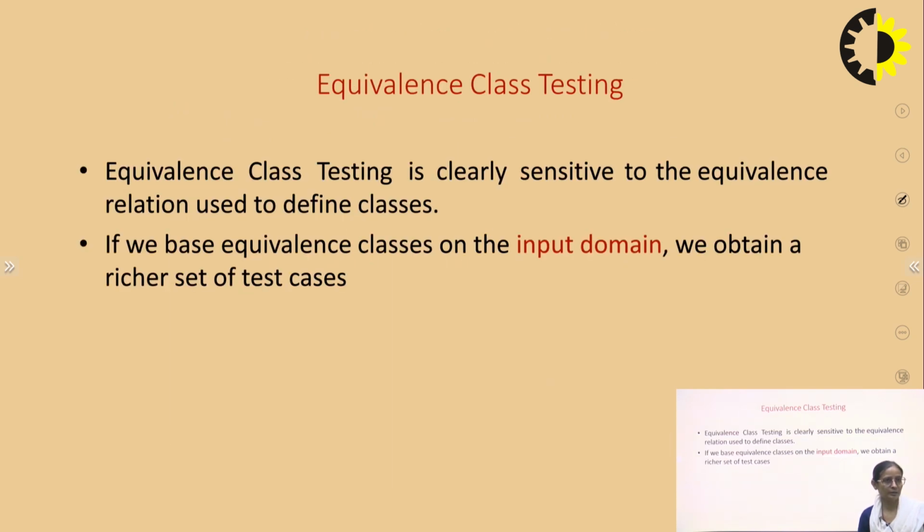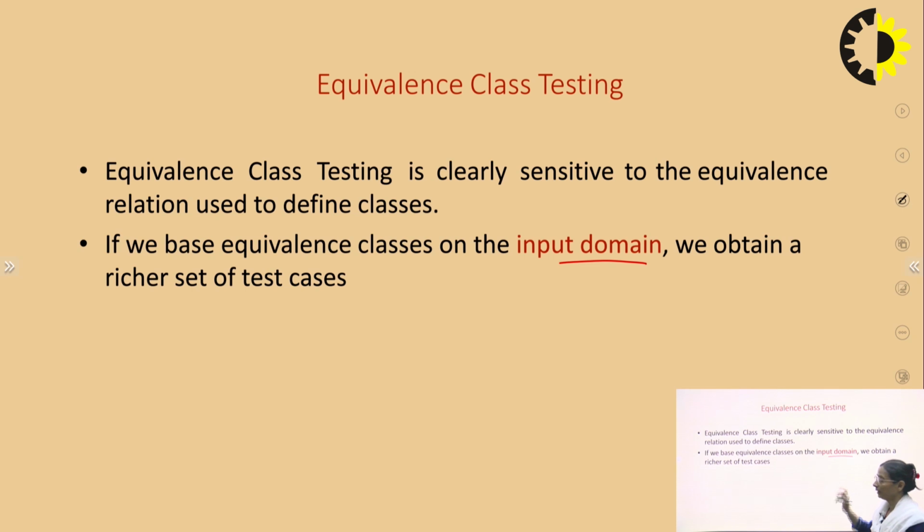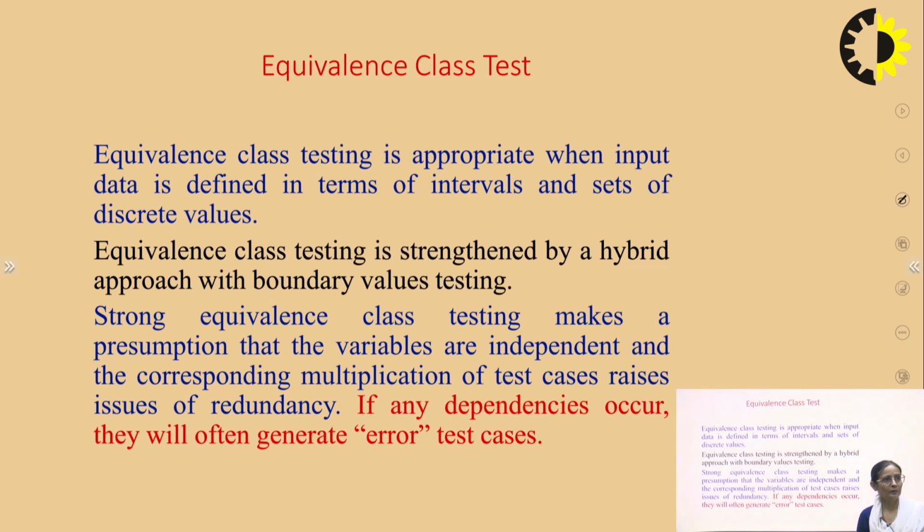Equivalence class testing is clearly sensitive to the equivalence relation used to define the classes. If we base equivalence classes on the input domain, we obtain a richer set of test cases. Here, we have designed the test cases based on my expected output, but if I design the test cases based on the input, then I will get a larger number of test cases. Equivalence class testing is appropriate when input data is defined in terms of intervals and sets of discrete values. Equivalence class testing is strengthened by a hybrid approach with boundary value testing. That is, you can combine the two approaches.